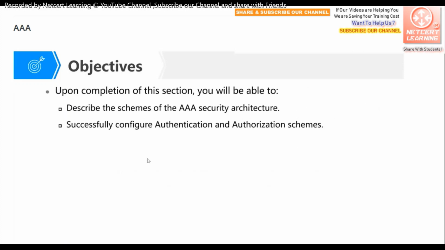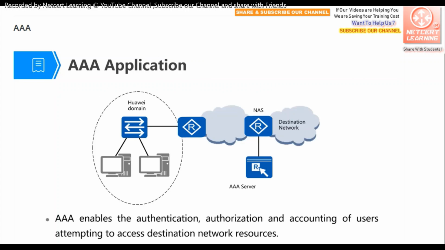Upon completion of this section, you will be able to describe the schemes of the AAA security architecture and successfully configure the authentication and authorization schemes. First, let's look at the AAA application. In this network, we have a domain, and in this domain, we have several hosts. And then we have some destination network and the AAA server.